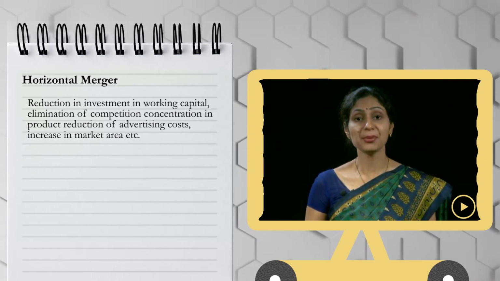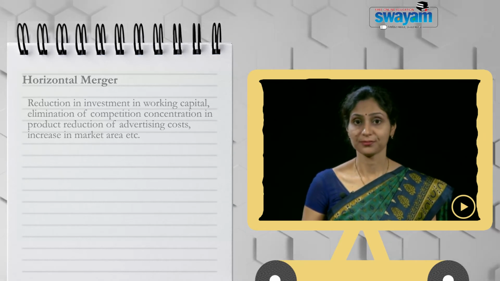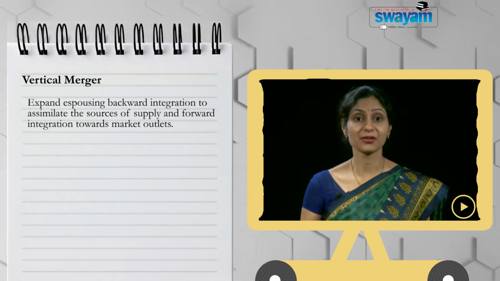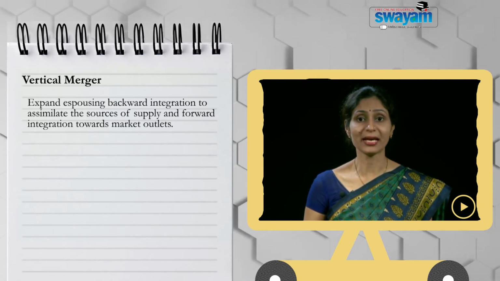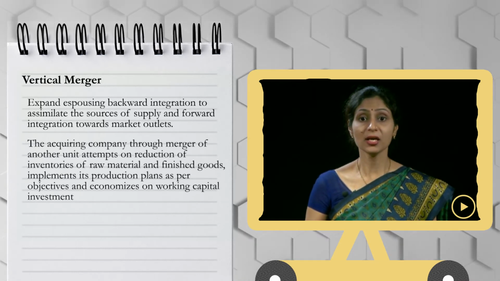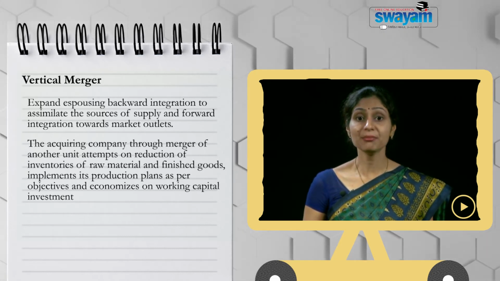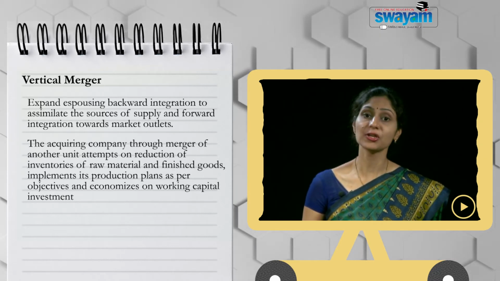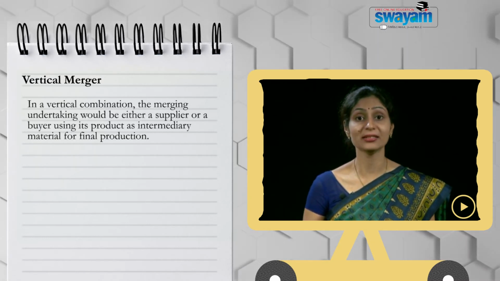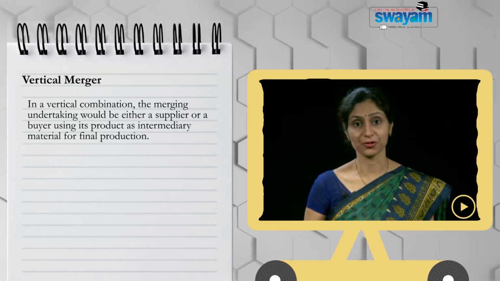An example of a horizontal merger would be a merger between two steel firms. Similarly, a vertical merger or vertical integration is done to expand, espousing backward integration to assimilate the sources of supply and forward integration towards market outlets. In a vertical integration, the acquiring company, through merger with another unit, attempts to reduce inventories, implements its production plans as per objectives, and economizes on working capital investment. In a vertical combination, the merging undertaking would be either a supplier or a buyer using its product as intermediary material for its final production.